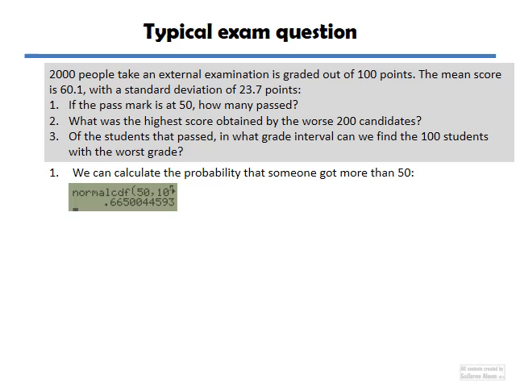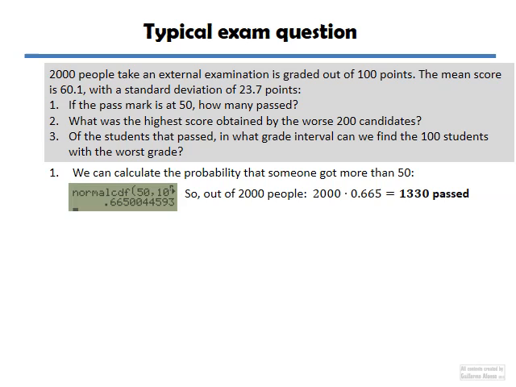So how do I do it? I just use my normal CDF. I don't use the invNorm for this. I just calculate from 50 to 10 to the power of 99 of a distribution with mean 60.1 and standard deviation 23.7, and I get 0.66500, etc. So if that's the probability for one person out of 2,000 people, I multiply and I get that 1,330 people passed the exam.